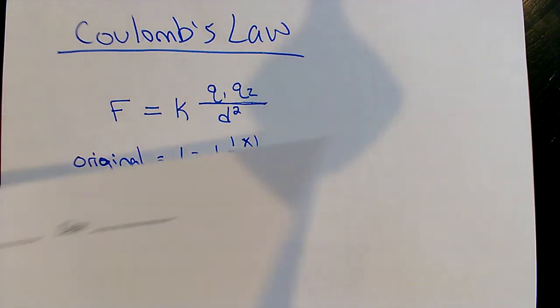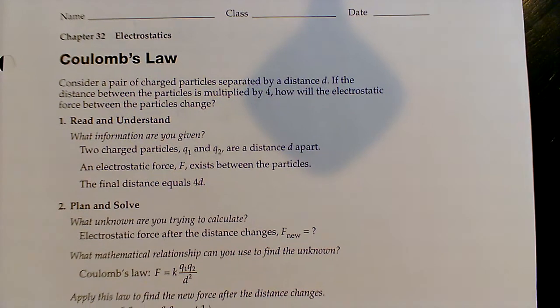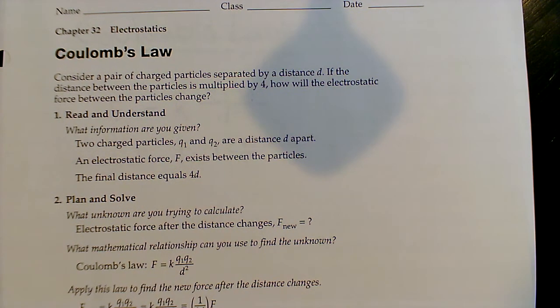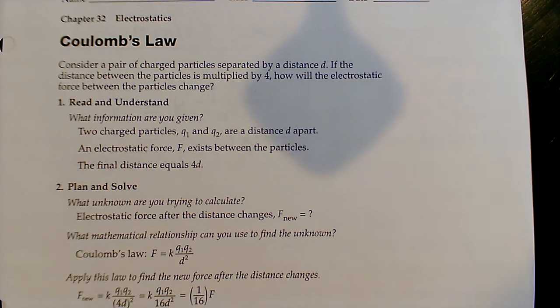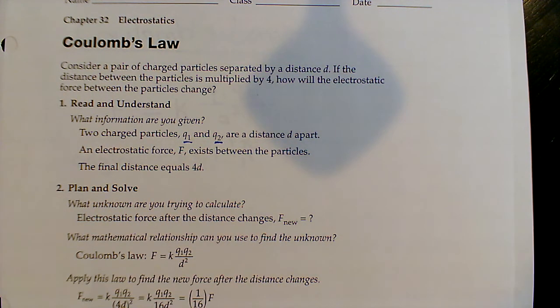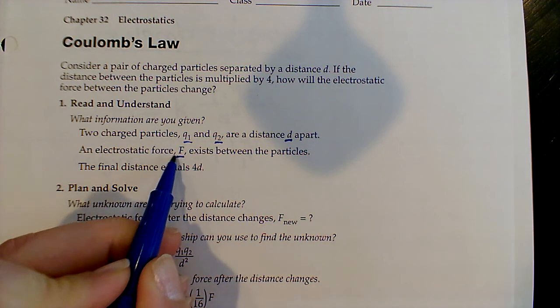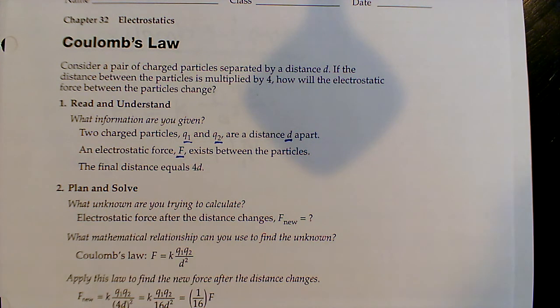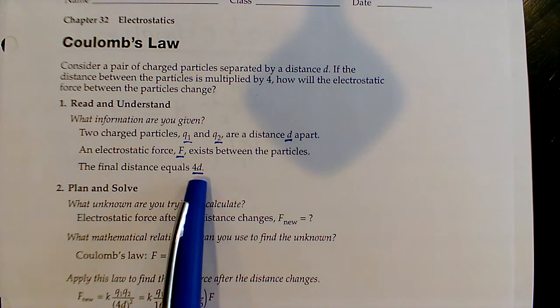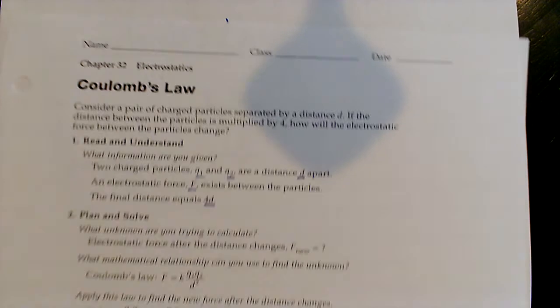And this should be the third page of the stuff that I sent home to you. It says Coulomb's law. We're going to walk through their first example here. It says two charged particles, Q1 and Q2, are at a distance d apart. An electrostatic force F exists between the particles. The final distance is 4 times the original distance. So 4d would mean it's 4 times what it was originally, right?